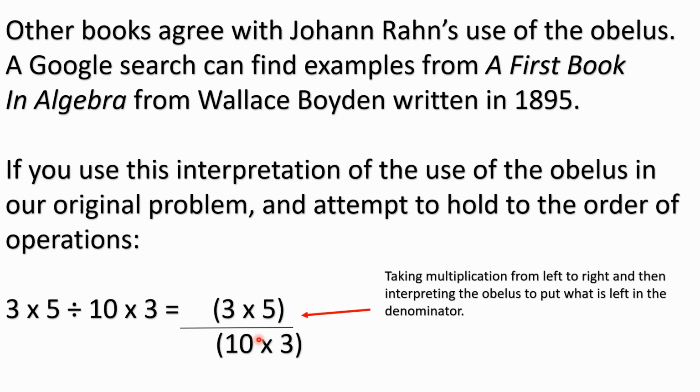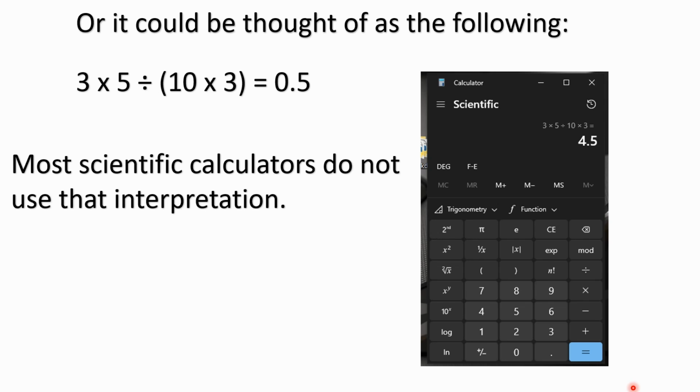So what you're going to end up with there is a half. So your answer to that problem would be a half. And I have seen some people answer this very problem like that. But here you can think of it as 3 times 5 divided by 10 times 3 is a half. Well, you normally would have parentheses around the 3 times 5.